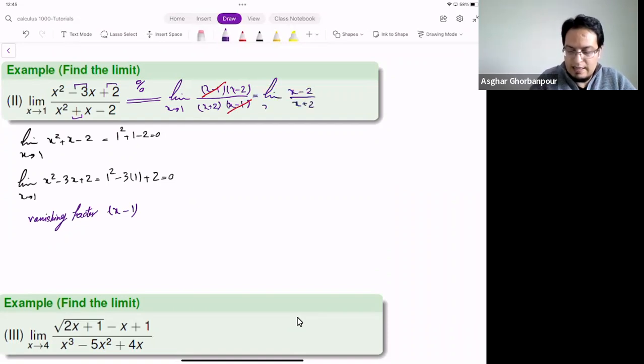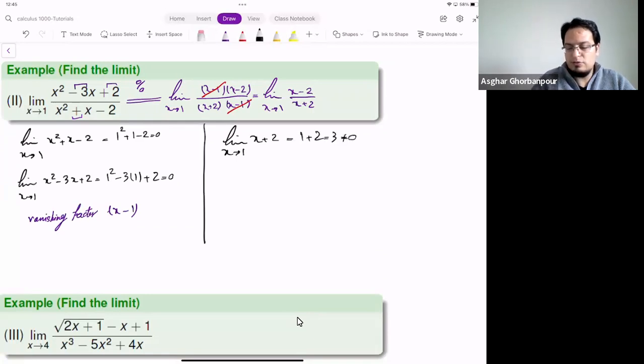It is again a rational function, so we make sure to see what is happening in the denominator when we take the limit. This is 3, not equal to 0, so I can use the quotient law and go ahead and find the limit of the numerator over the limit of the denominator. This is 1 minus 2 over 1 plus 2. This is -1 over 3.